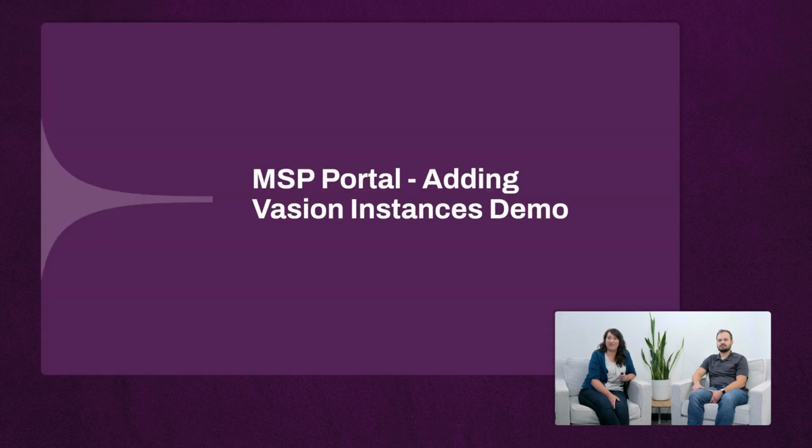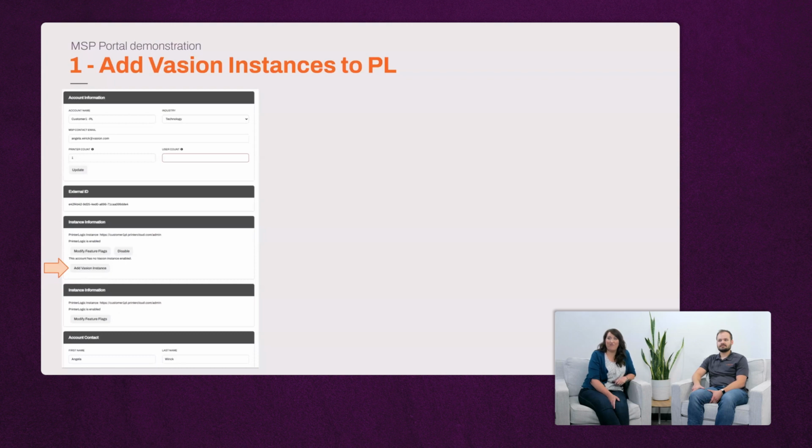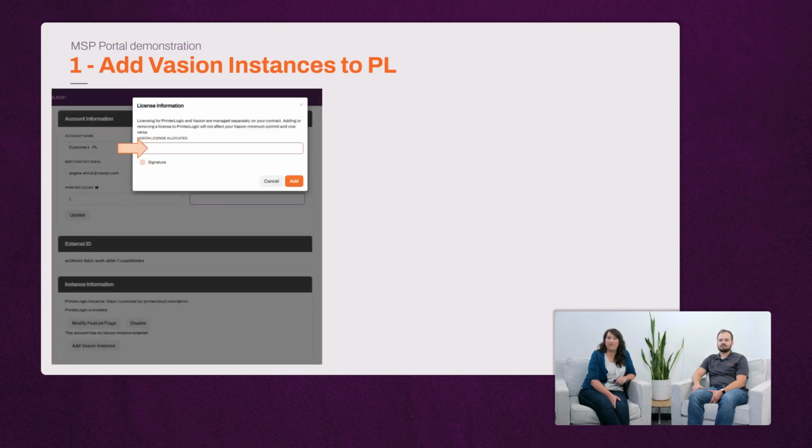So let me show you what it's going to look like. All right, so our first scenario, again, was to add Vasion instances to an existing MSP customer. So I've gone into the MSP portal and I've opened up an existing PrinterLogic customer, and you can see now that there's a new button that says Add Vasion Instance. So we're going to click on Add Vasion Instance, and then we're going to enter the number of licenses.